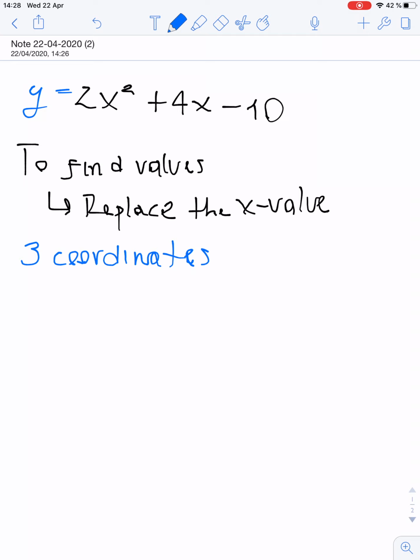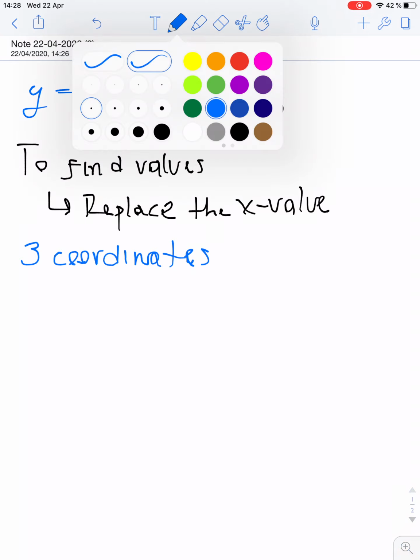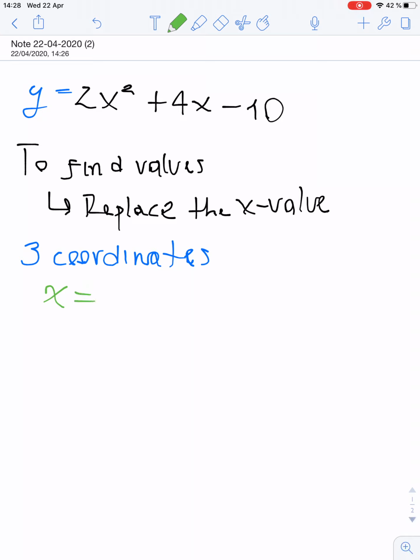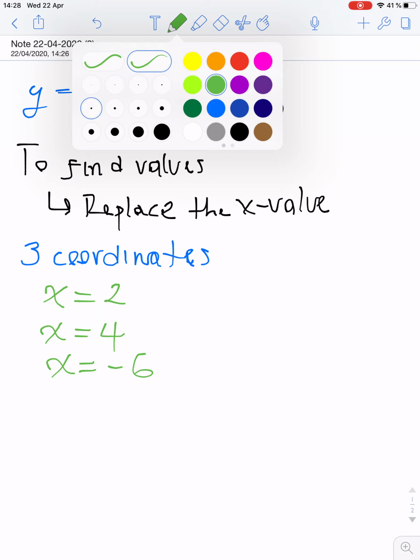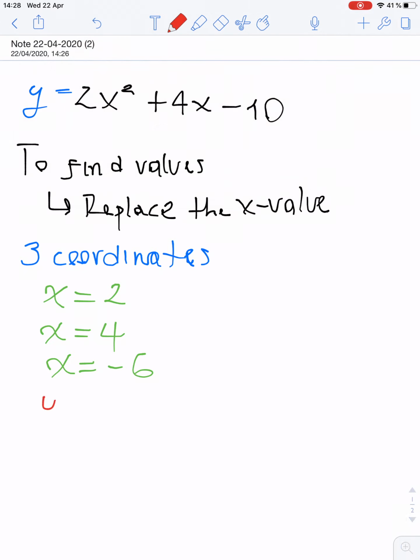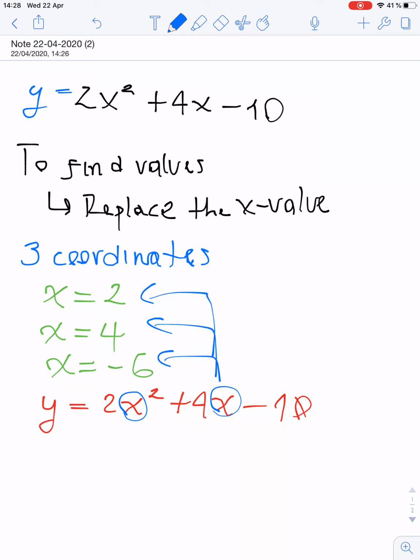To find the three coordinates, I'm going to select three different values for x. I'm going to say 2, 4, and minus 6, to make a negative example. Now we are going to replace the values in the formula. I'm going to write again the formula: y equal to 2x squared plus 4x minus 10. Then where you have the value for x, we replace it with the different values. We're going to do the initial example when x is equal to 2.